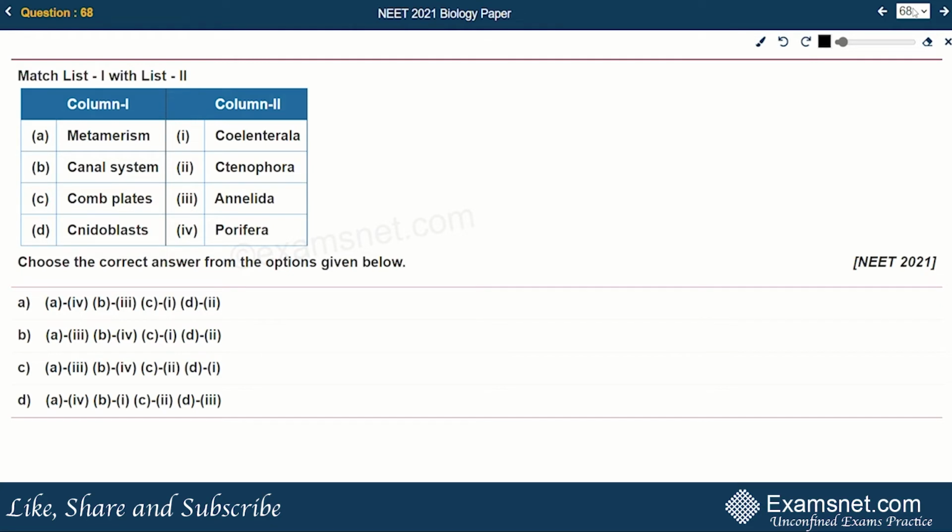Question number 68 is from the chapter Animal Kingdom, class 11, and here we have to match correct features with the phyla to which they belong. The first one is metamerism, and this is the feature of which phylum? Annelida. Suppose this is the body of Annelida. The body is divided externally and internally into linear segments, and these linear segments are known as metameres. This characteristic is known as metamerism. So the correct match for A will be number 3.